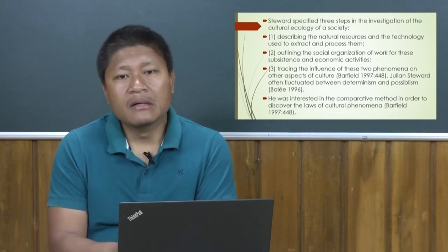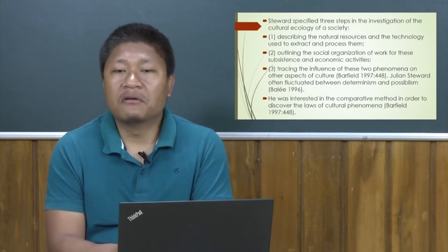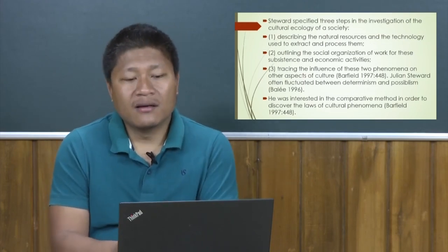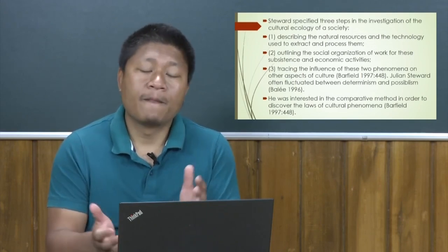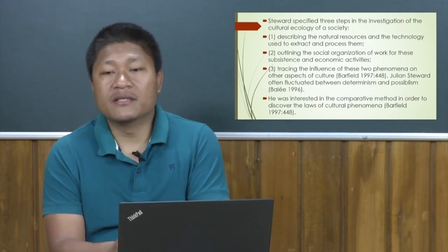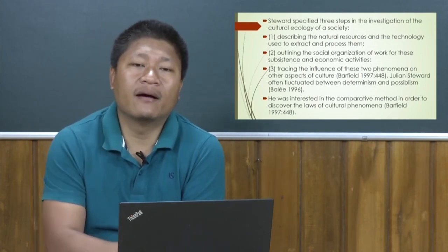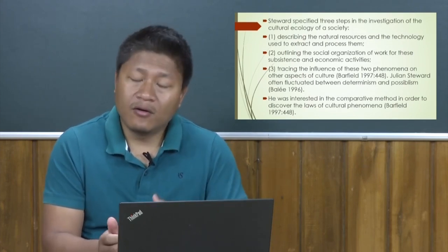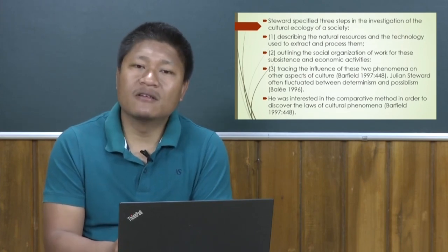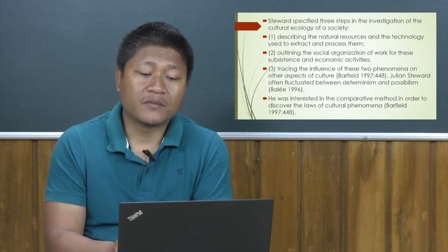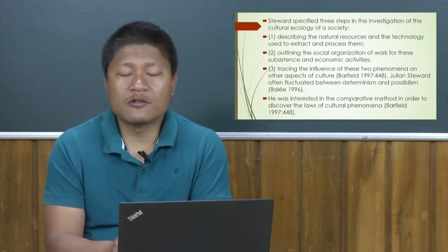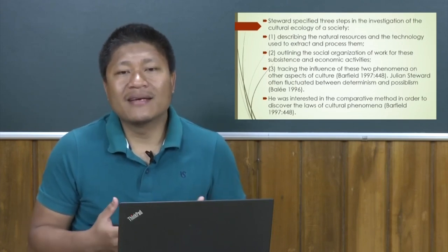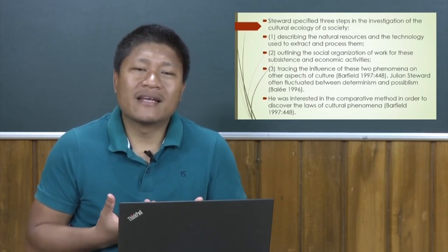And thirdly, he also tries to trace the influences of these two phenomena on other aspects of culture. Now, therefore, in a sense Steward often fluctuates between the idea of determinism and possibilism. And we can say in a way that he was more interested in engaging in comparative studies, or using the comparative method, in order to discover the laws of cultural phenomena, which was again espoused by Kroeber.